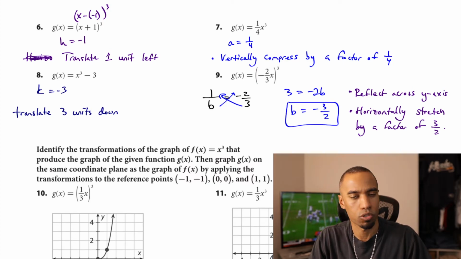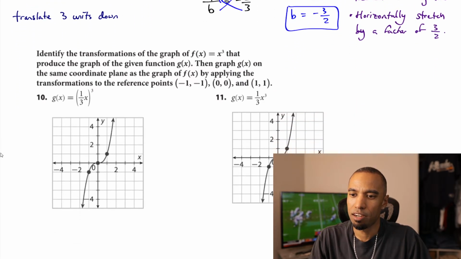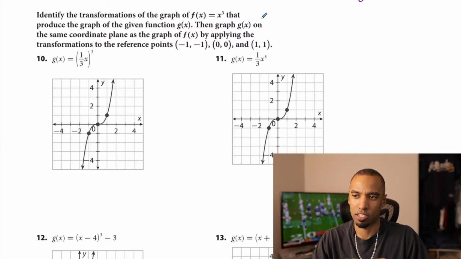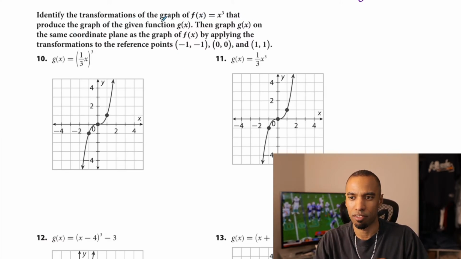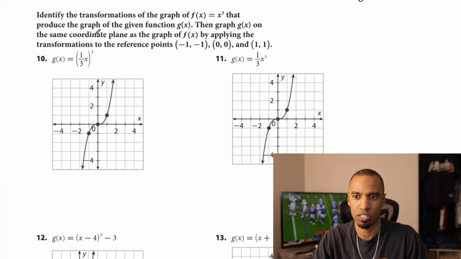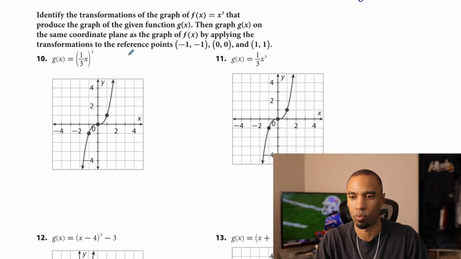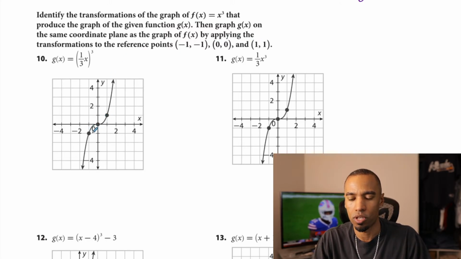And now we're going to do some with those graphs here as well. Identify the transformations of the graph f of x equals x cubed that produce the graph of the given function g of x. Then graph g of x on the same coordinate plane as the graph of f of x by applying the transformations to the reference points (-1, -1), (0, 0), and (1, 1). So it's saying fit these points where you can after the things are transformed in relation to the original f of x parent function. And this is what the original graph looks like here.